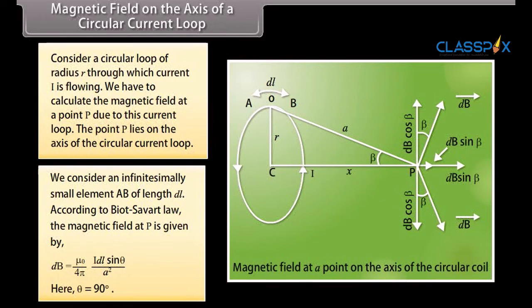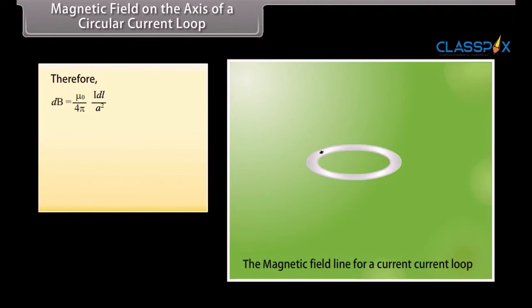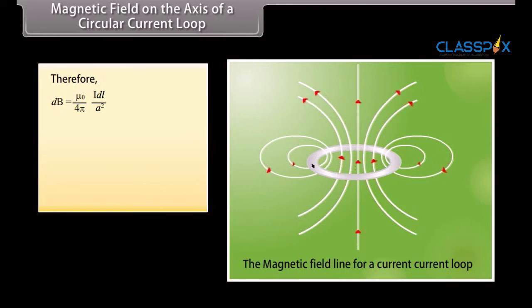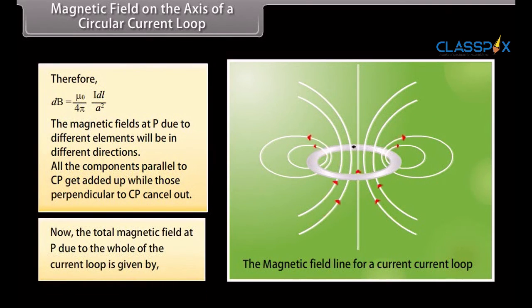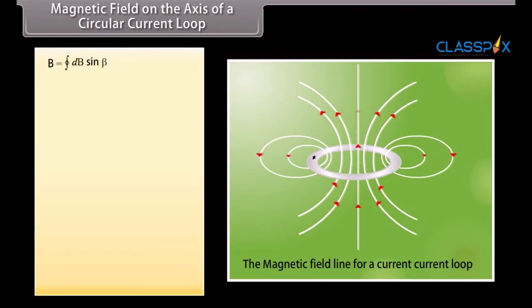Here, theta is equal to 90 degrees and sine theta is equal to 1. Therefore, the magnetic field at P is given by mu naught upon 4 pi multiplied by I dl divided by a square. The magnetic fields at P due to different elements will be in different directions. All the components parallel to CP get added up while those perpendicular to CP cancel out. Now the total magnetic field at P due to the whole of the current loop is given by closed integral of dB sine beta.